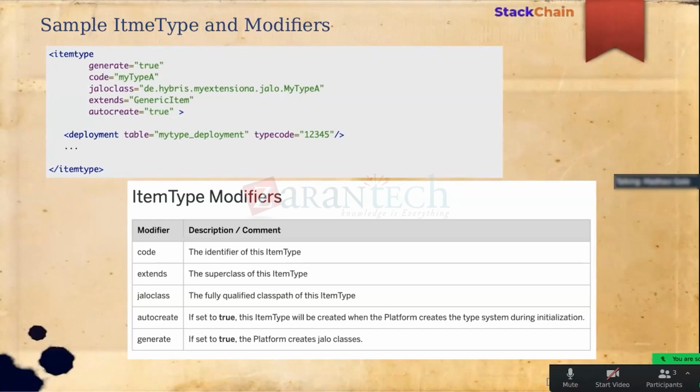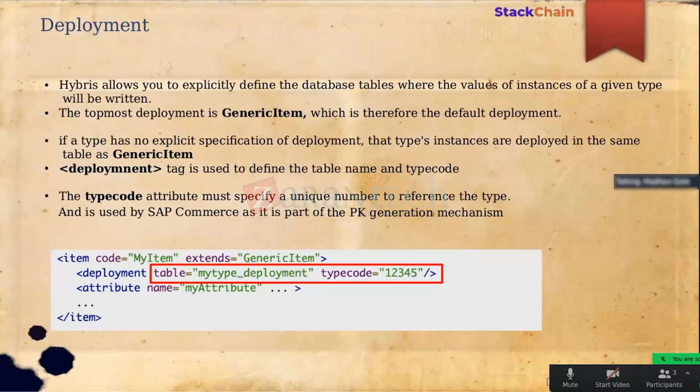At the last, there's a deployment table, right? Deployment table, this one. And there's one type code also. So type code has some restrictions: it has to start after 10,000. Some reserved keywords are there, some reserved numbers are there. This is the deployment table code and everything.